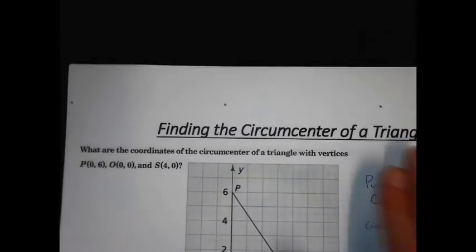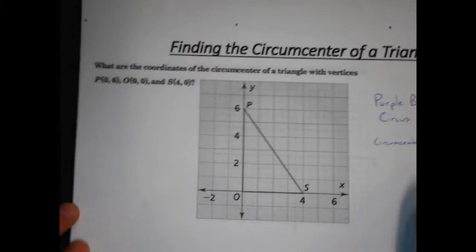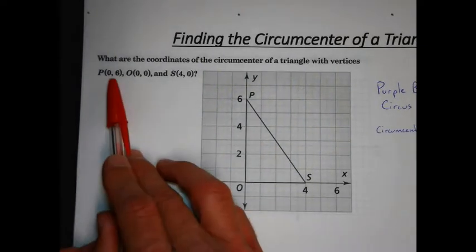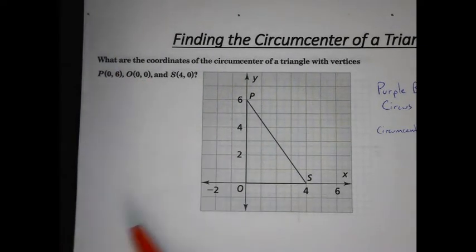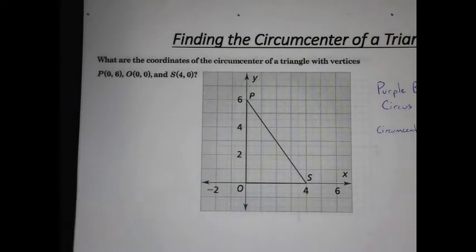So here's an example of a question. We're going to find the circumcenter of a triangle, and the question may look like this. What are the coordinates of the circumcenter of a triangle with vertices at (0, 6), (0, 0), and (4, 0)? And so in this particular example, we're lucky enough to have a diagram. So we have (0, 6), (0, 0), and (4, 0). Where are the coordinates of the circumcenter?